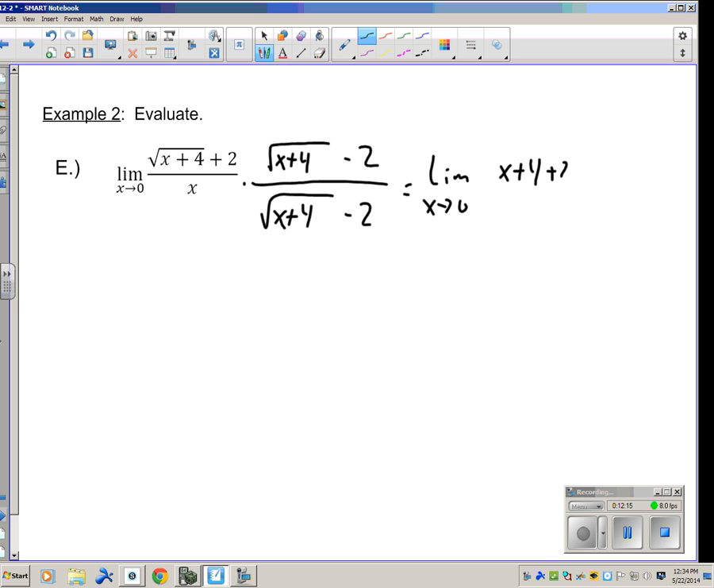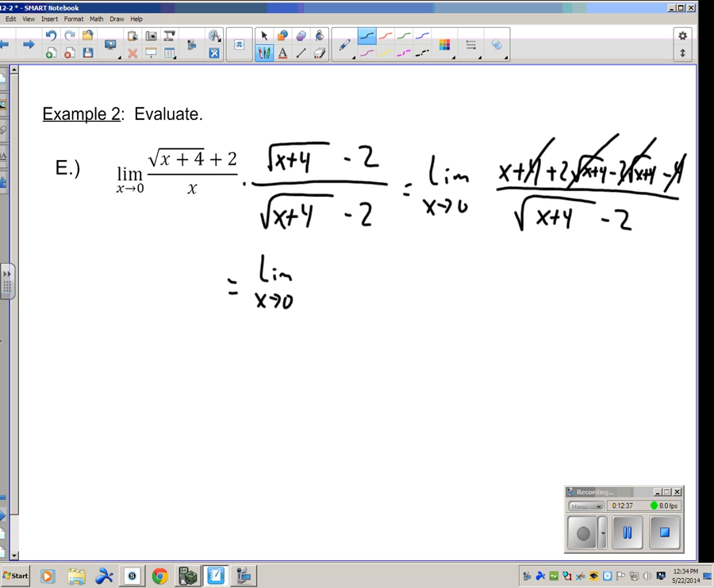And then I get a plus 2 times the square root of x plus 4 minus 2 times the square root of x plus 4 minus 4, all over the square root of x plus 4 minus 2. Notice what happens with those middle terms. They're gone. The 4 minus the 4, they're gone. So I'm left with, as x approaches 0, so I'm going to plug 0 in there, so I get 0 because I'm left with an x up here, and down here I've got 0 plus 4 minus 2. So the square root of 4 there is 2.